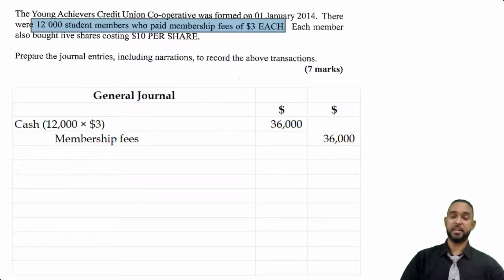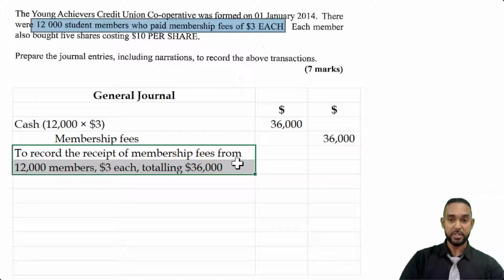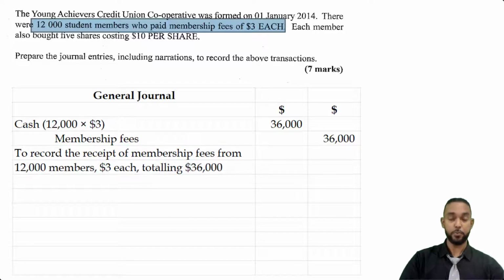Now don't forget they said a suitable narration. What narration will we have here? It says to record the receipt of membership fees from 12,000 members, $3 each, totaling $36,000. Now, this is not the only way you could express that. You have different ways to do it. But however you express it, don't be too wordy, don't be too verbose. Capture the essence accurately and succinctly.